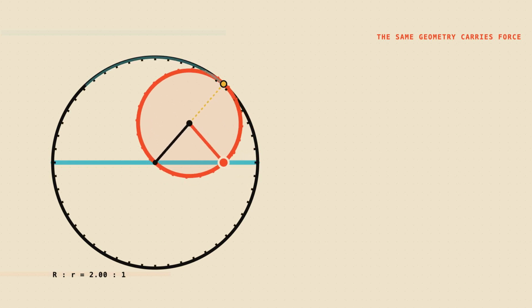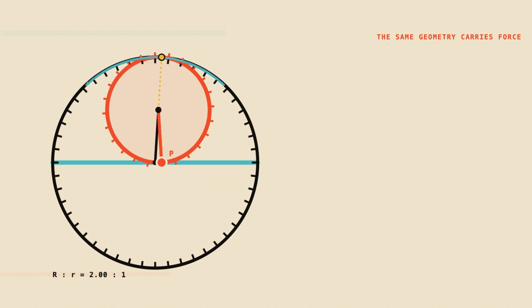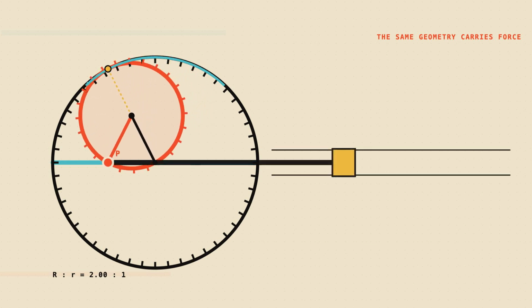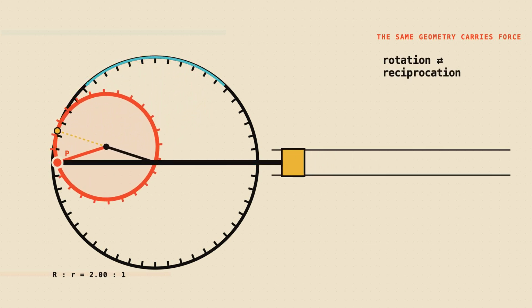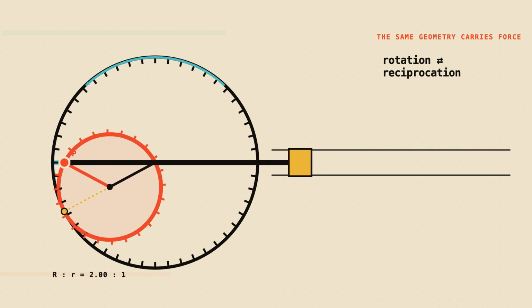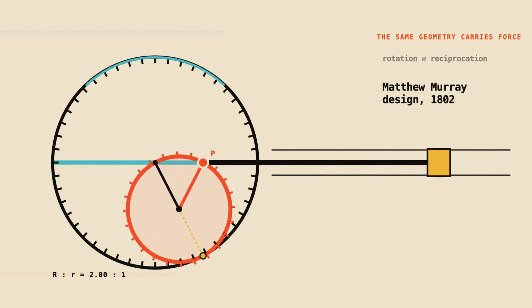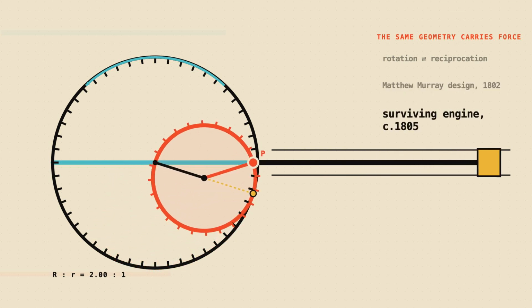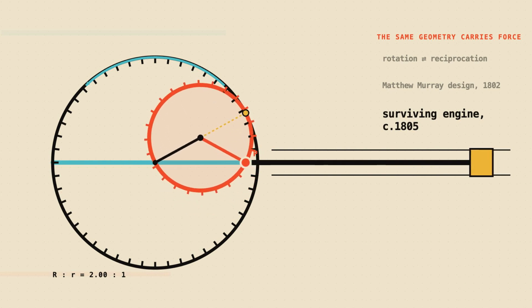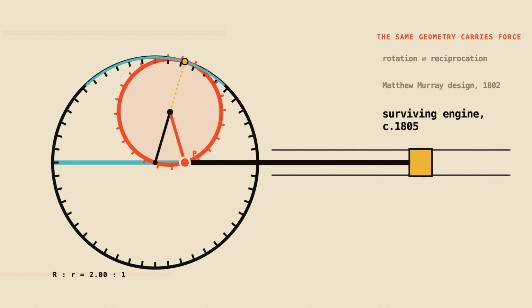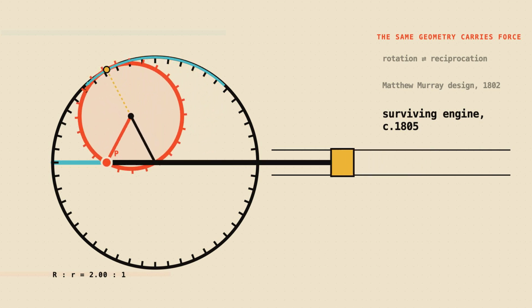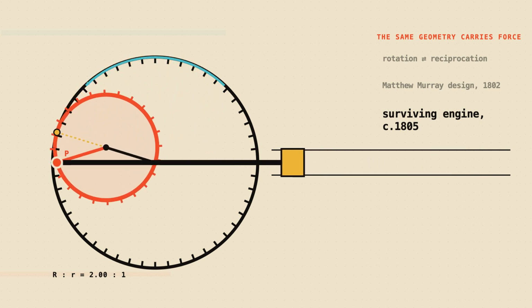Add gear teeth to both circles and reverse the power flow. A piston now drives the tracked point along the diameter, while the 2 to 1 gears produce rotation. The same geometry appeared in Matthew Murray's engine design of 1802. A surviving engine built around 1805 worked at Bradley's foundry until 1931. The material has changed, but the mathematics has not.